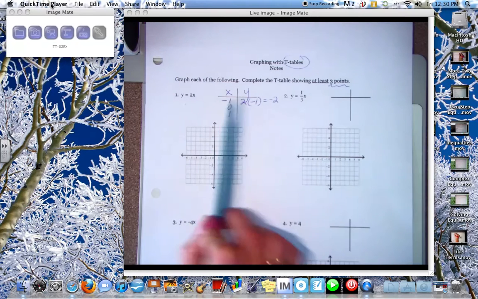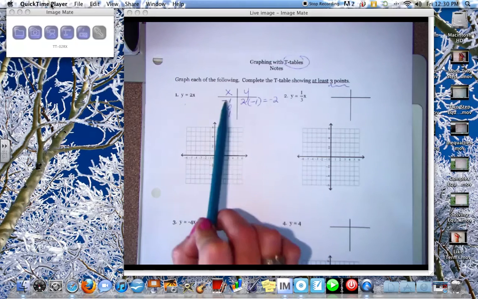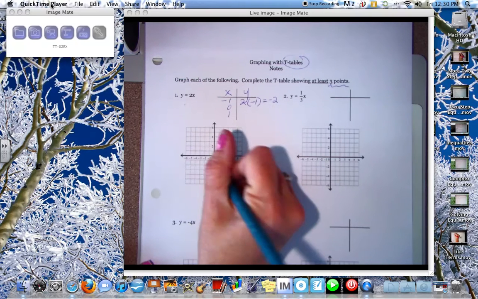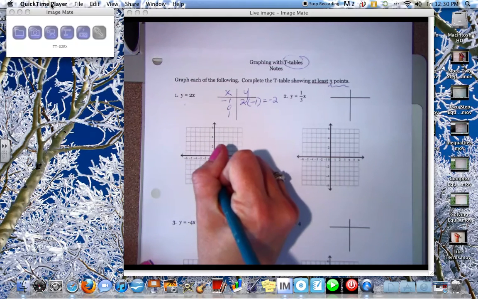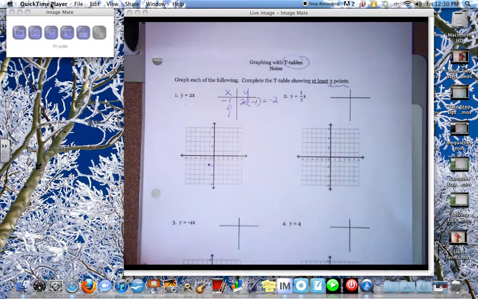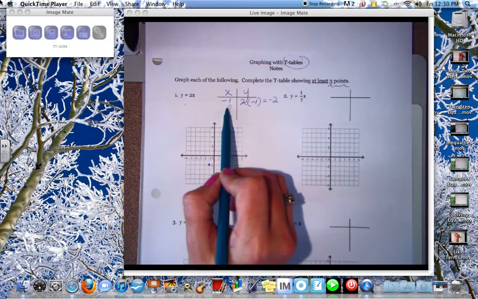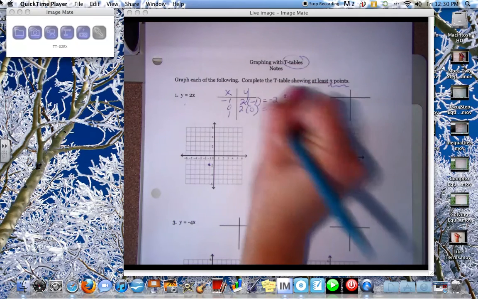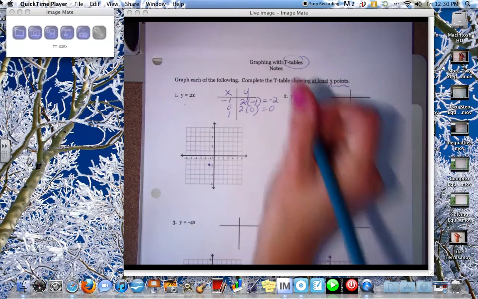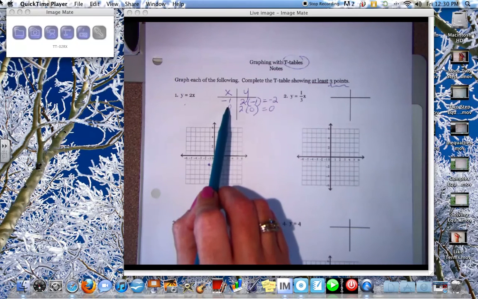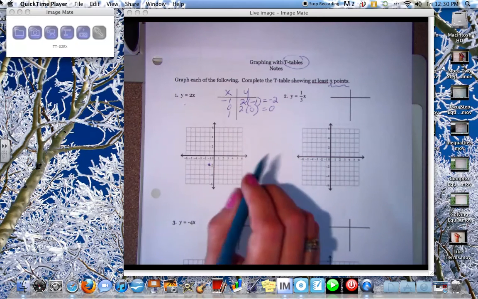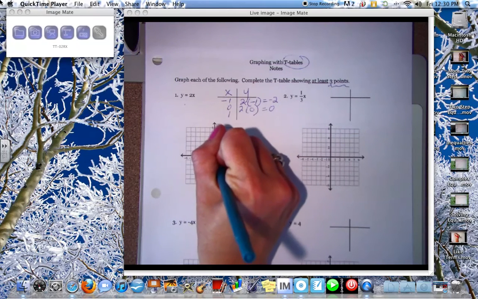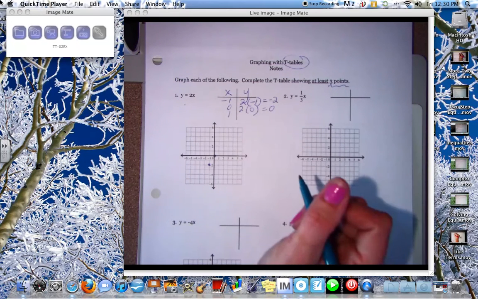So now this gives me an ordered pair. This is my x value, this is my y value. So I'm going to graph this point. It's -1 and -2. So I go to the left 1 and down 2. Now I'm going to substitute in the 0 into the equation. So I have 2 times 0, and that gives me 0. So my ordered pair is 0, 0, and that puts me at the what? Right in the middle, and that's called the origin. Very good.